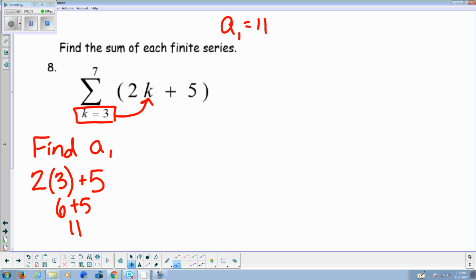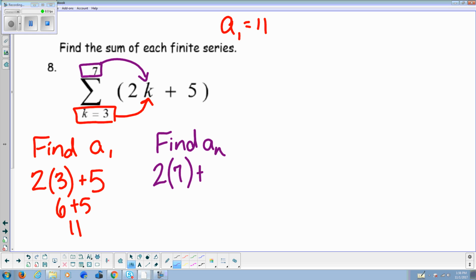Then we're also going to need to find an. an is going to be found by taking our upper limit and substituting that into our explicit formula in place of k. So we'll find that by saying 2 times 7 plus 5. So 2 times 7 is 14, and 14 plus 5 is 19. So I know then that an is 19.